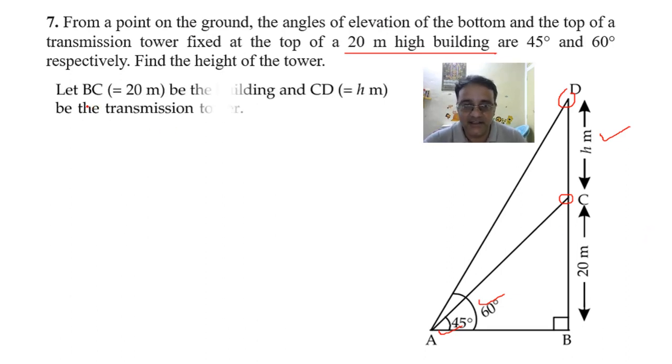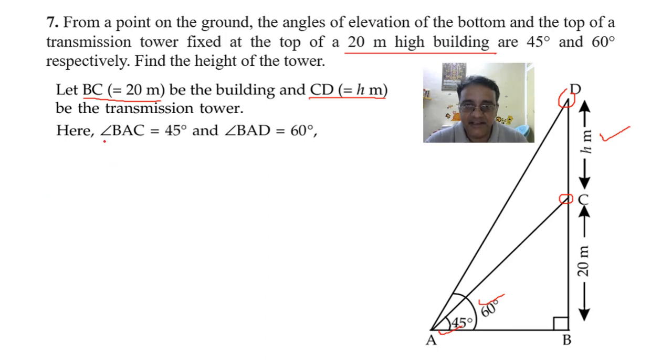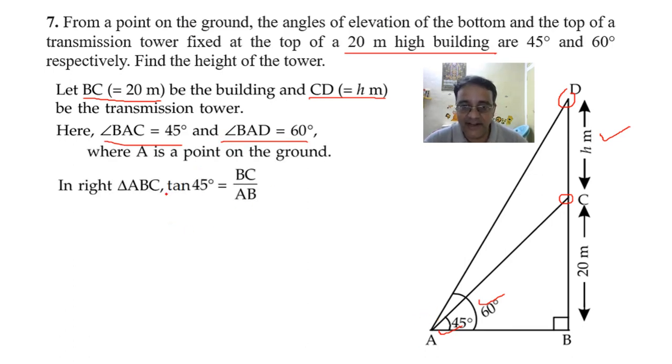So now let us go for the rough section. BC, that is equals to 20 meter be the height of the building, and CD is equals to H meter be the height of the transmission tower, and angle BAC is equals to 45 degree, angle BAD is equals to 60 degree. Okay, where A is the point on the ground. Now in right triangle ABC, tan 45 degree is equals to BC upon AB.